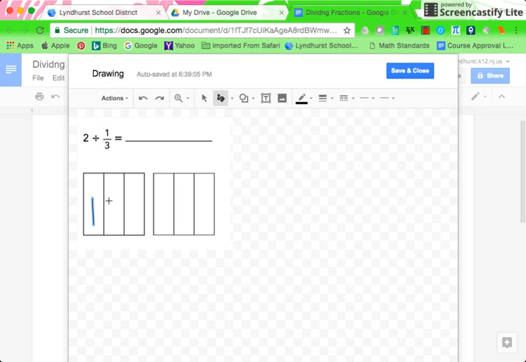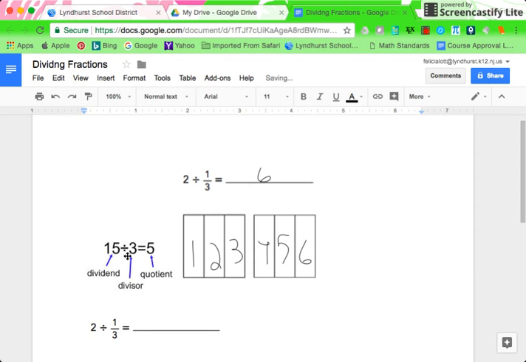Right here I see 1, I see 2, 3, 4, 5, and 6. Therefore, my quotient, or my answer to this division problem, 2 divided by 1/3 equals 6. And there you go. Now let's try another one. Let's save this and close. Look at that. Pretty cool, right?